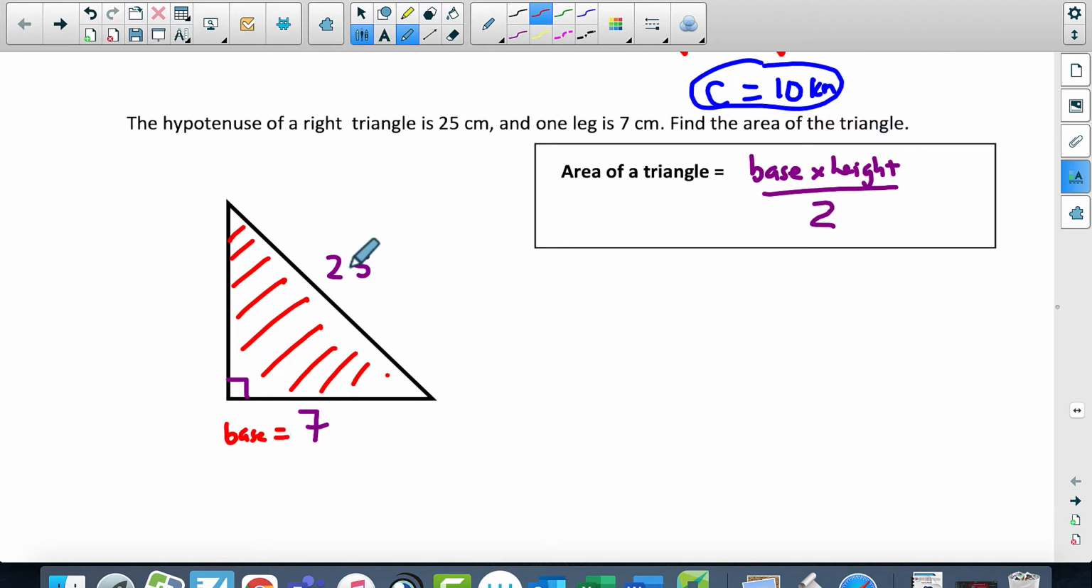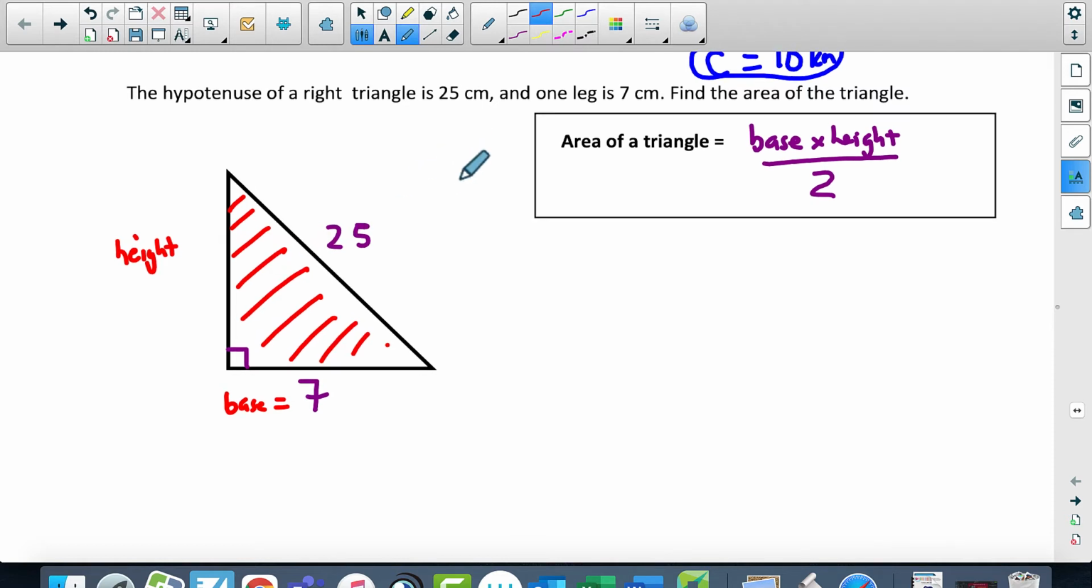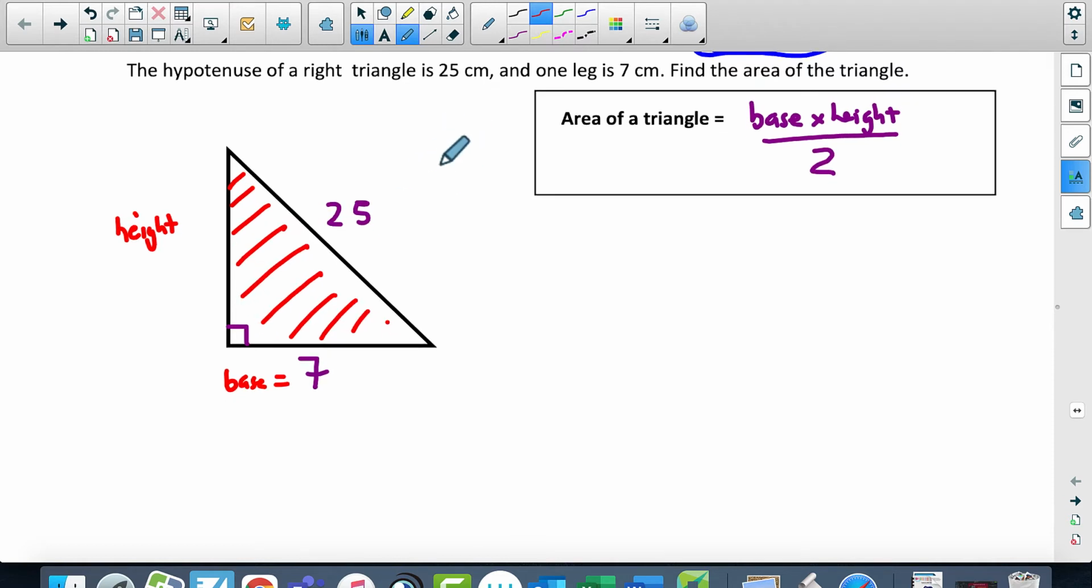Height. This is not the height. Height is from the highest point straight down. This is the height. This is what we need. How are we going to do it? Well, look, they give us the hypotenuse. They give us one leg, which happens to be the base. We can get the other one by using the Pythagorean theorem. You knew you were going to use the Pythagorean theorem, so let's do it.